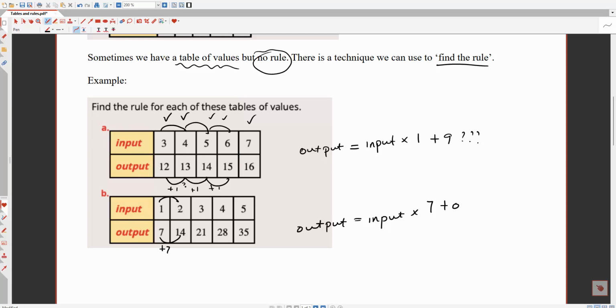And let's just check it. 2 times 7 is 14. 3 times 7 is 21, etc., etc. So this is actually our rule, and we don't need to add anything to it. That's going to be fine.